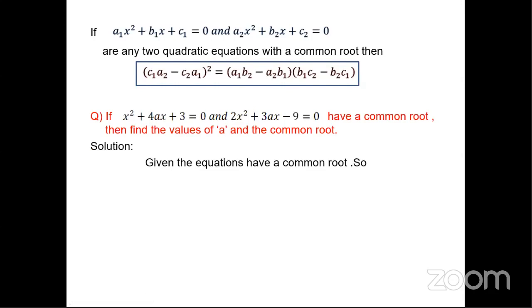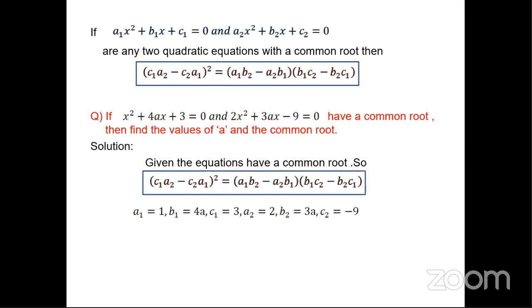So we will compare the coefficients of these two quadratic equations and write the values of A1, B1, C1 and A2, B2, C2. When we do that, you will get A1 is equal to 1, B1 is equal to 4a, C1 is equal to 3, and from the second equation A2 is 2, B2 is 3a, and C2 you are getting as minus 9. Then you just substitute in this condition.